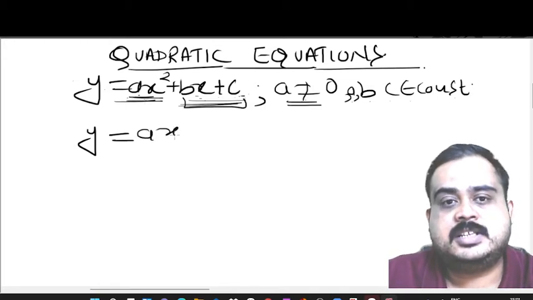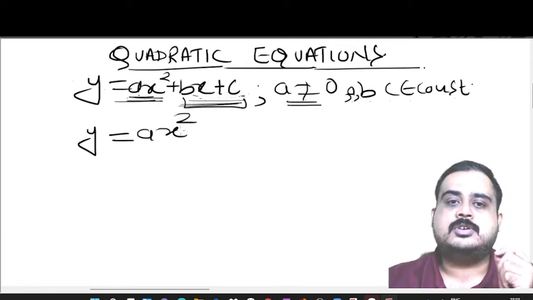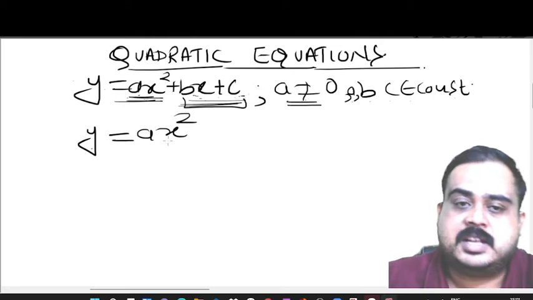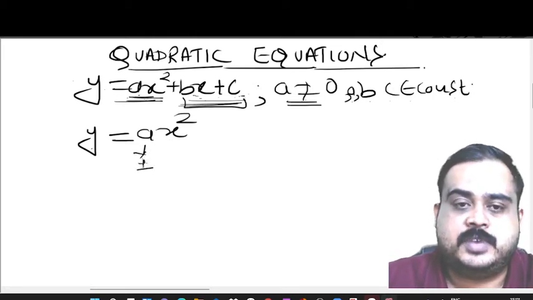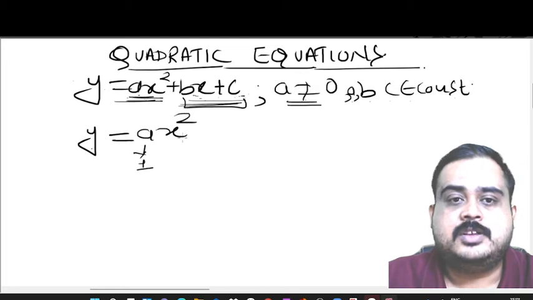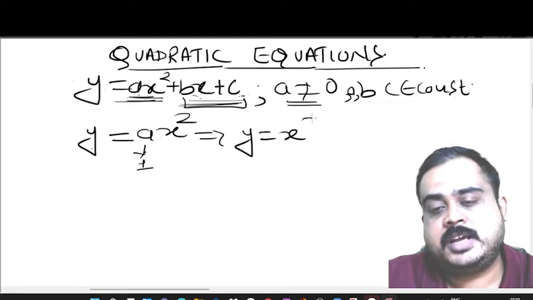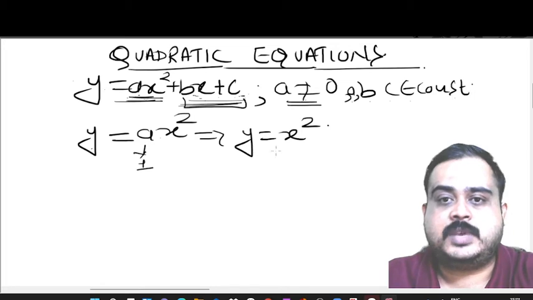So let us consider this ax square only, and I am considering b and c to be 0. So only y is equal to ax square we are having with us now. Now let us say a is equal to positive 1. a can be a positive quantity, a can be a negative quantity, but it can't be 0. So when I have y equal to ax square where a is equal to 1, I'm having y equal to x square. Let us try to plot this y equal to x square.